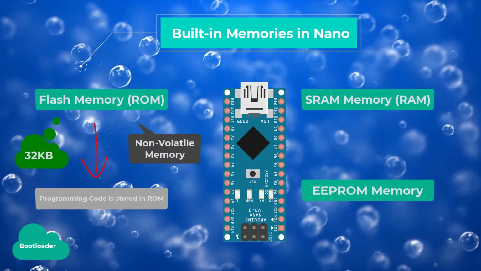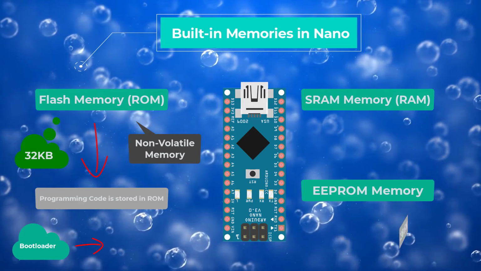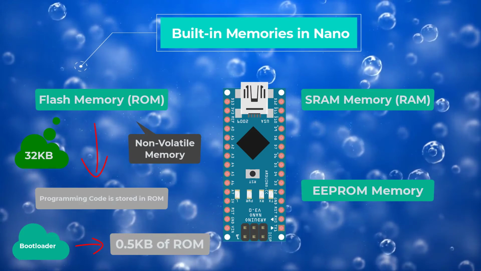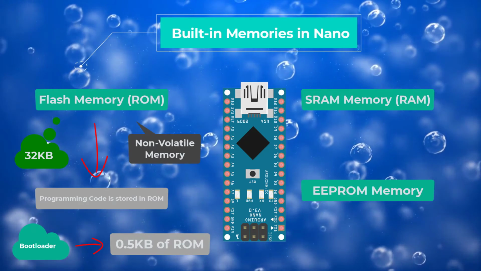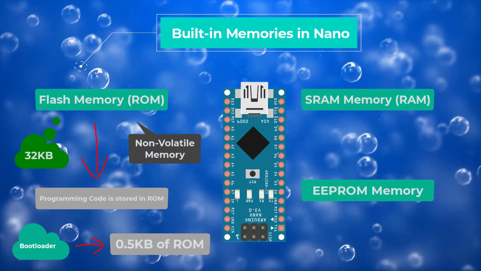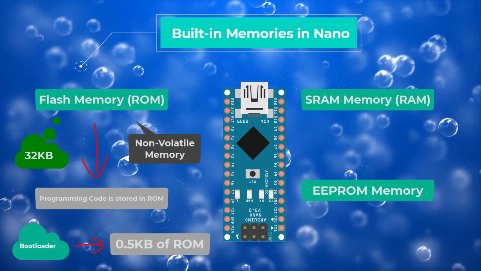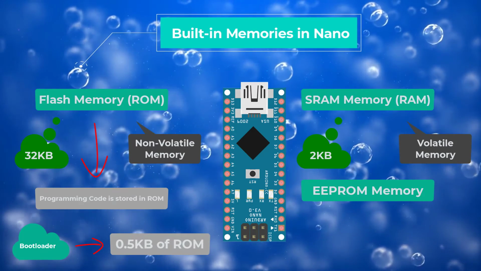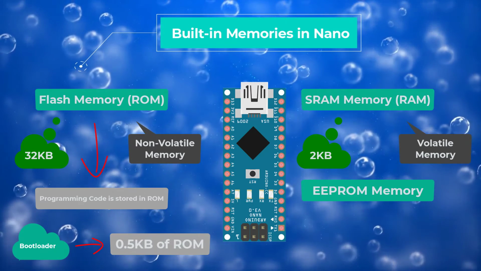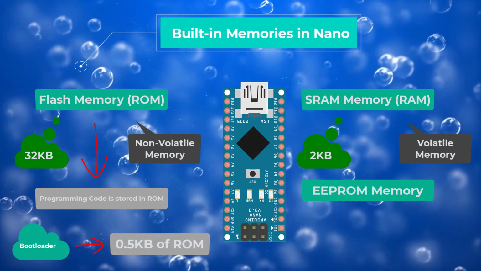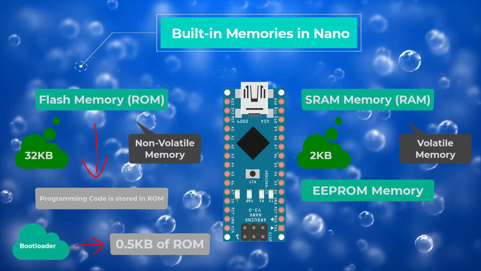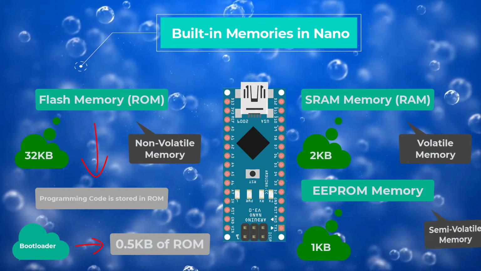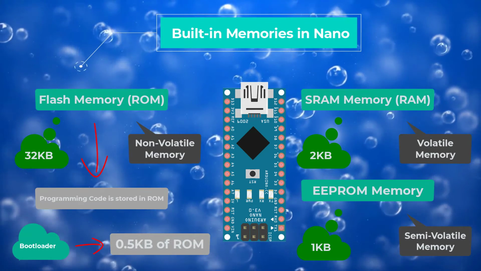It's installed in the flash memory of Arduino Nano and takes around 0.5 kilobytes space, so from 32 kilobytes flash memory, 0.5 kilobytes memory is already occupied by the bootloader. Second one is SRAM memory, it's short for static random access memory, and usually called RAM memory. Arduino Nano has a RAM memory of 2 kilobytes. It's a volatile memory, so if we reset or restart the Nano board, RAM memory will get erased. This memory is used to store temporary data like variables. Third type is EEPROM memory. Arduino Nano has an EEPROM memory of 1 kilobyte. It's a semi-volatile memory and thus can be erased by programming but remains intact if power is lost.